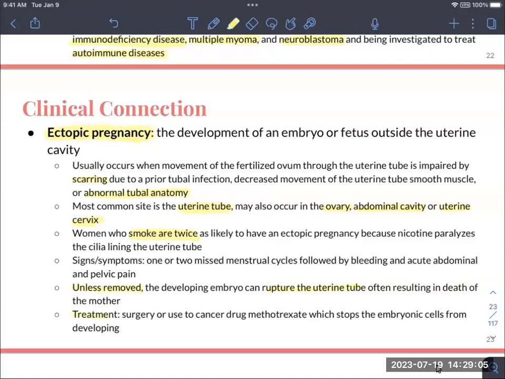So there's treatment. The treatments would be surgically going in and removing this ectopic pregnancy. There's a cancer drug, methotrexate, and this will stop embryonic cells from developing. So it's another way to treat this.